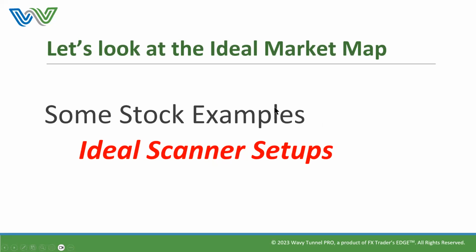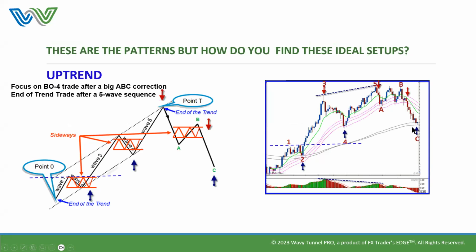Okay, now let's look at some stock examples and look for the ideal scanner setup. So we are going to be looking for the breakout trade after a big ABC correction, or the end of the trend trade after a 5-wave sequence. But we're going to focus on the ABC trade after a big ABC correction. Now, if the indices pan out like this, then we will have massive opportunities to buy on the indices at this level. But we're not there yet. We're somewhere in here, on all of the indices and on gold.